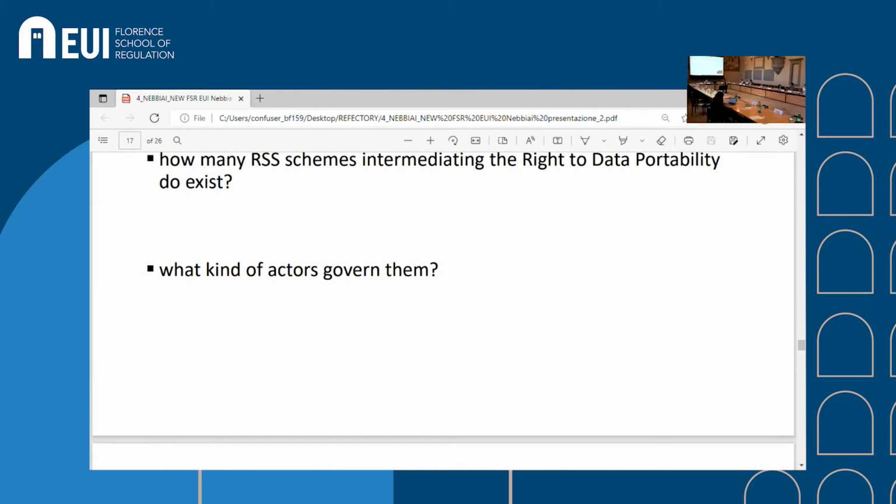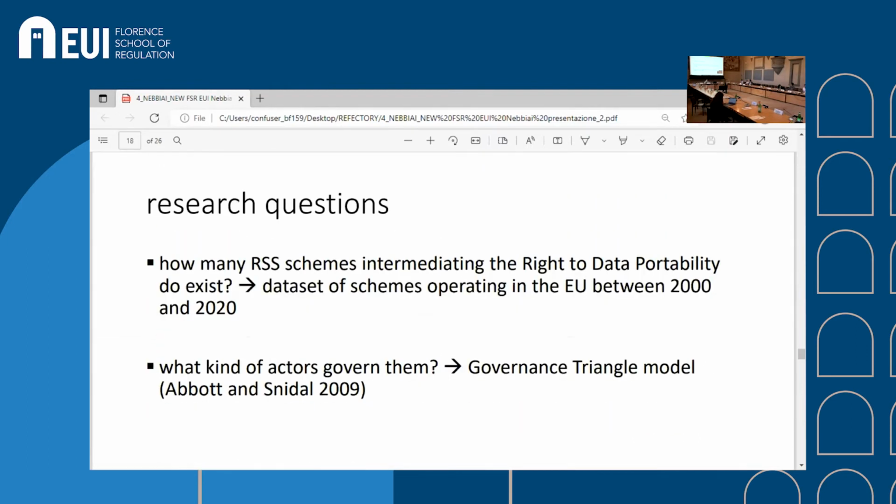So my research questions are basically, firstly, what is the size of this phenomenon? How many of these schemes do exist in the European Union? And secondly, which kind of actors are actually governing them? I try to empirically analyze these two questions. Firstly, by creating a data set of this kind of schemes, and I analyze the period between 2000 and 2020 in the European Union. Secondly, I tried to analyze the actors that are actually governing these schemes. And I'm going to show the use of the governance triangle model in the next slide.